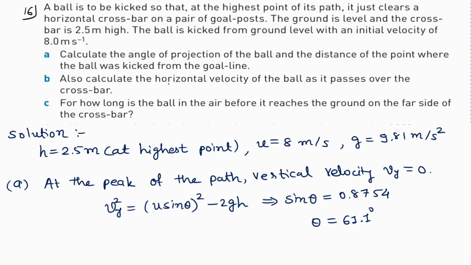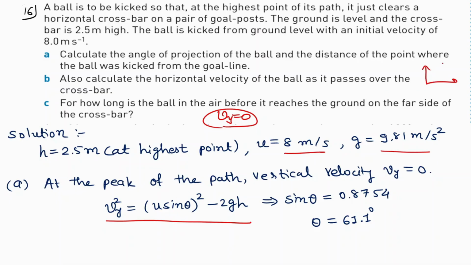So solution A: the height h is 2.5 meter at the highest point. u is the initial velocity, given as 8 meter per second. And here we have to consider g as well, 9.81 meter per second squared. At the peak of the path, the vertical velocity Vy should be zero, and we use this equation.